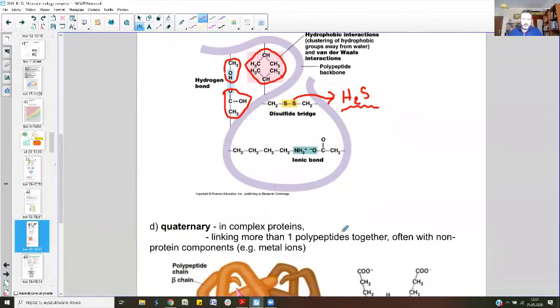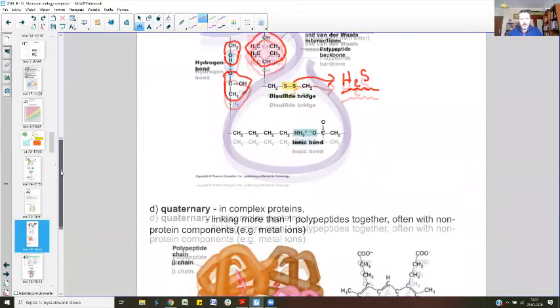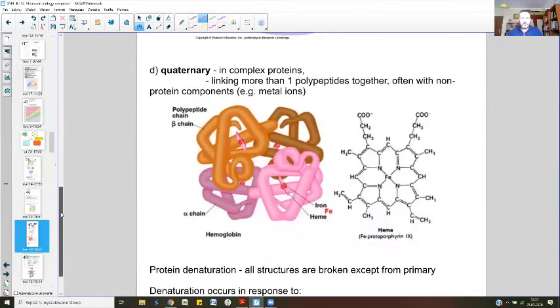Some proteins, not all of them, but some proteins also have the quaternary structure. The quaternary structure is reserved for complex proteins, proteins made of not one but many chains. Moreover, very frequently with a non-protein component.